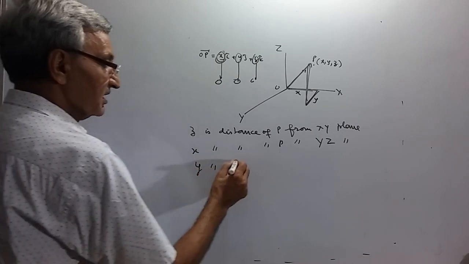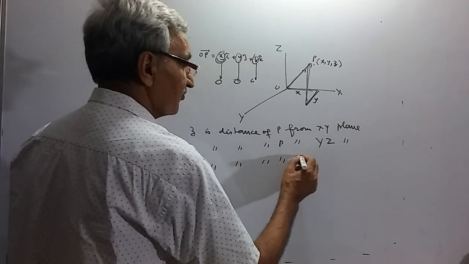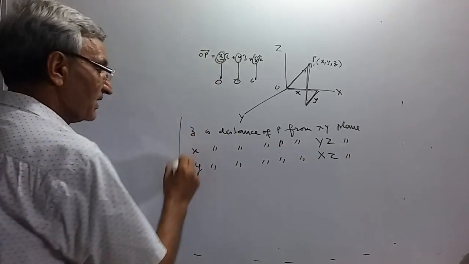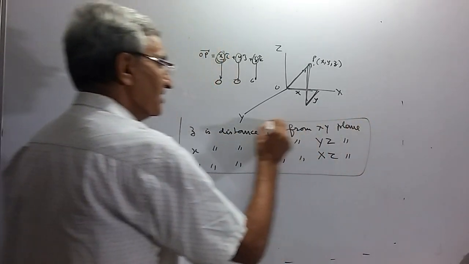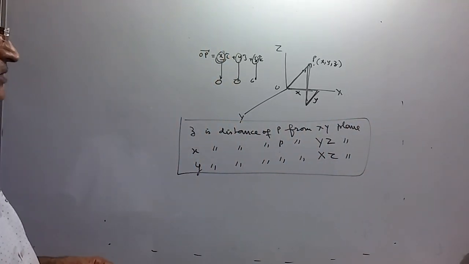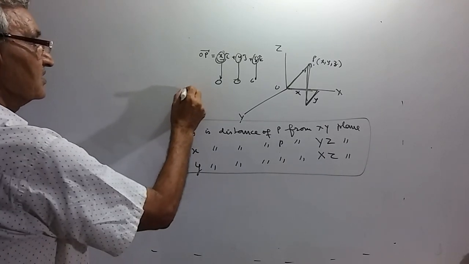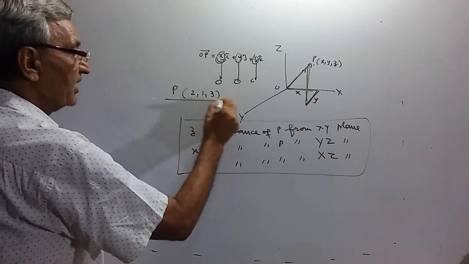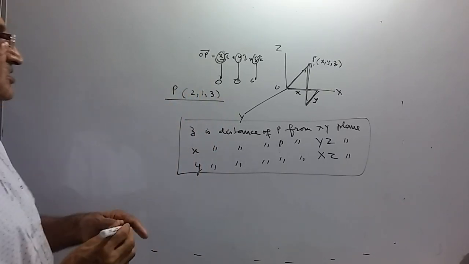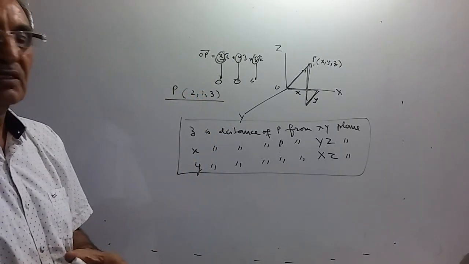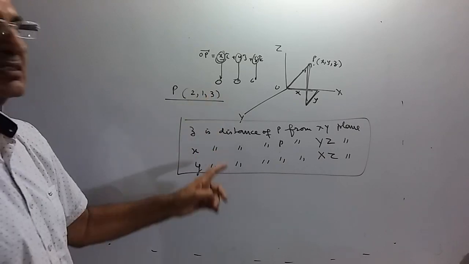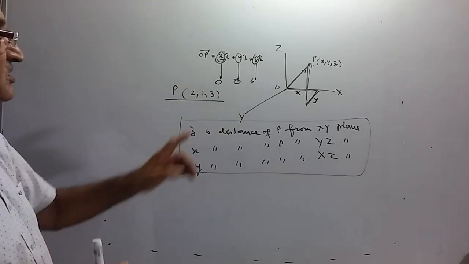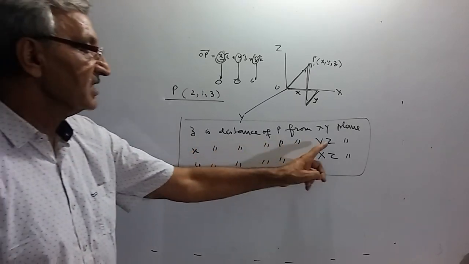Y is the distance of the point P from the xz plane. Sometimes this question is asked in India. A simple question: what is the distance of this point P from the xy plane? The answer is 3.